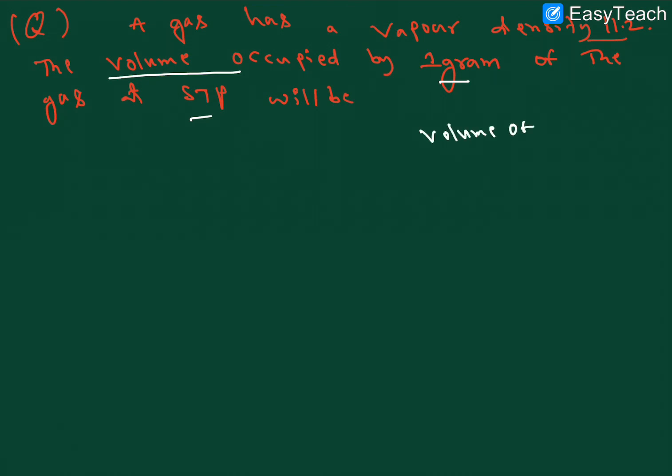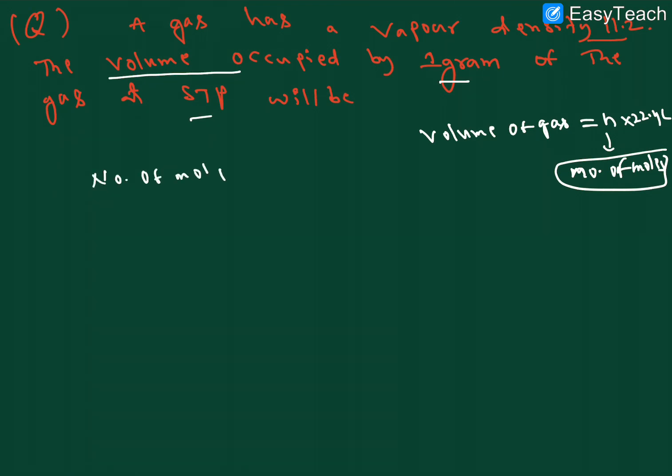N value, how much did we get? 1 by 22.4 liters into, and what is that here? 22.4 liters, right? These liters cancel here. What will we get here? 1 liter. So how much volume is occupied here? The volume of the gas occupied is 1 liter.